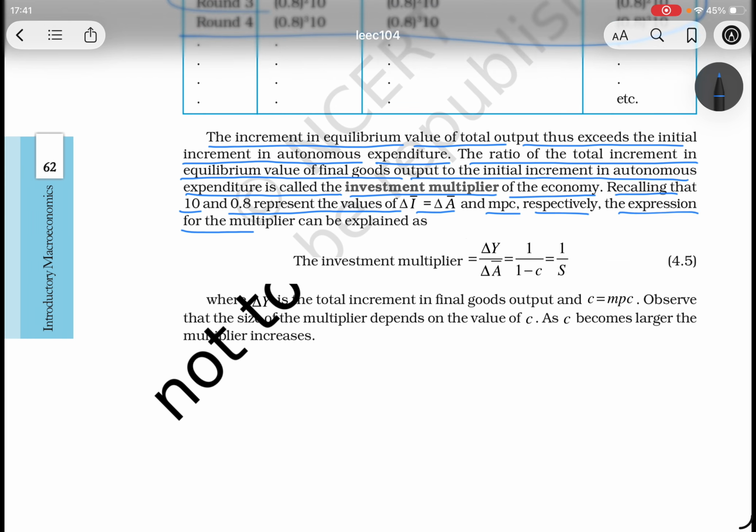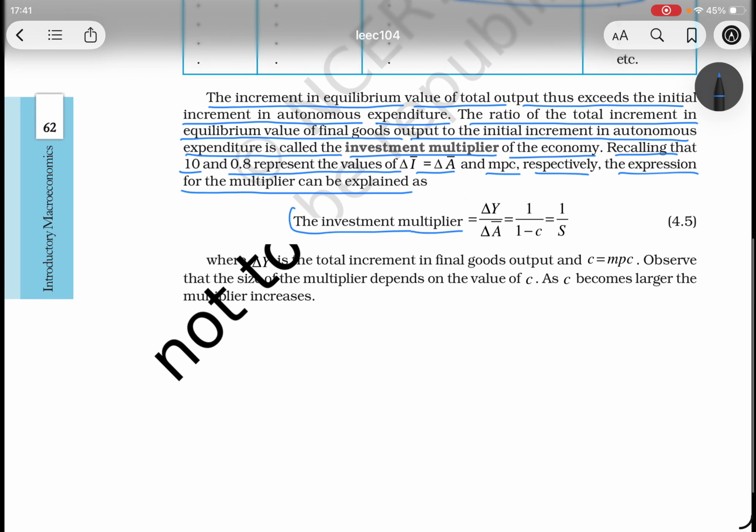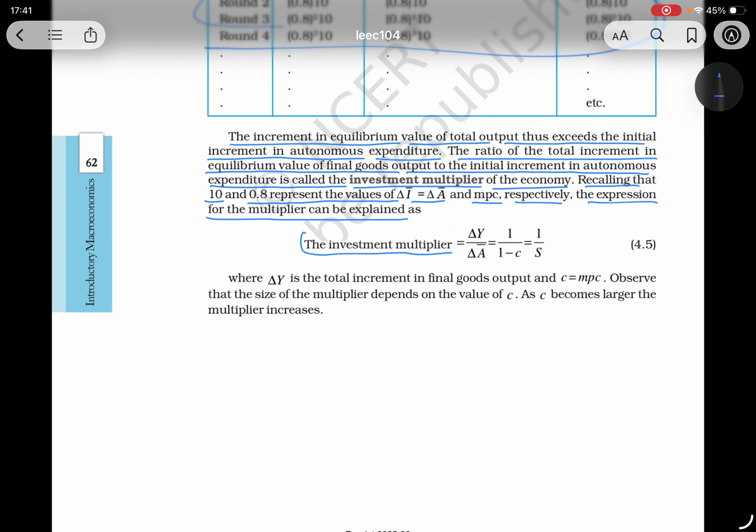The expression for the investment multiplier can be written as delta Y divided by delta A dash equals 1 divided by (1 minus c), which equals 1 divided by s, where delta Y is the total increment in final goods output and c equals MPC. Observe that the size of the multiplier depends on the value of c. As c becomes larger, the multiplier increases.